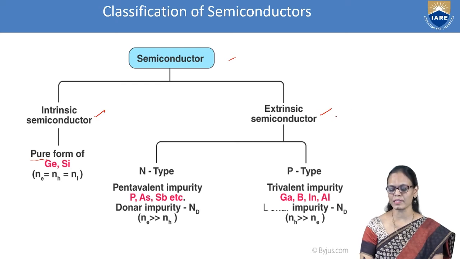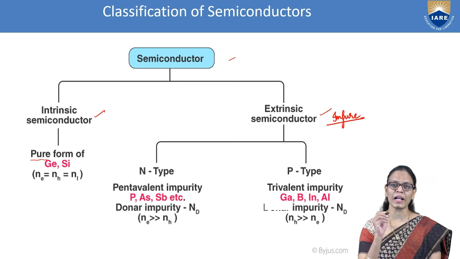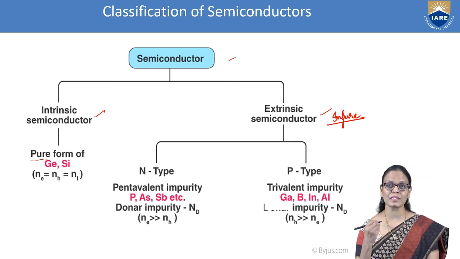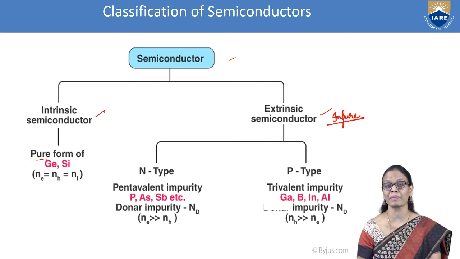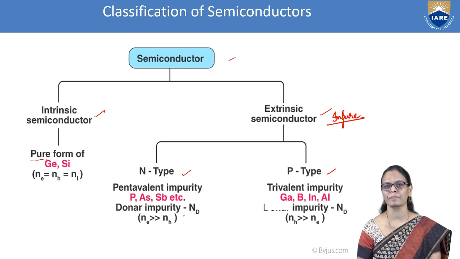Now coming to extrinsic semiconductors. Extrinsic semiconductors are impure semiconductors. Impure in the sense that if we add an atom belonging to some element other than the semiconductor we have taken, then it becomes impure. So here again there is a classification into N type and P type.